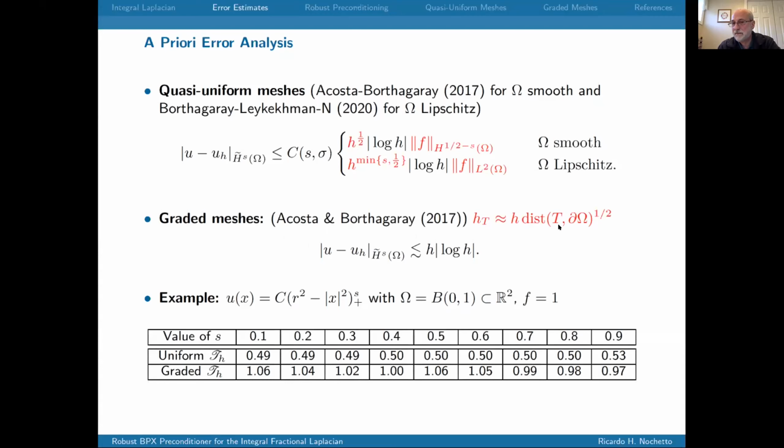If the meshes are sort of refined towards the boundary with this law, then the linear order is restored. And as you can see in the numerical experiment here, for the simple example of a ball that I mentioned earlier, these results are sharp. For uniform meshes, you see the 0.5. For graded meshes, you see essentially order 1 for every possible S in the range from 0.1 to 0.9. However, this result here in graded meshes is not really constructive. It's not clear that you can construct meshes like this, although in practice you can.